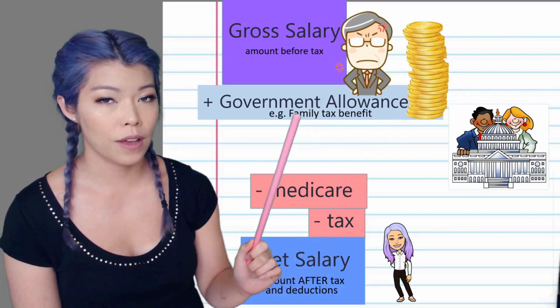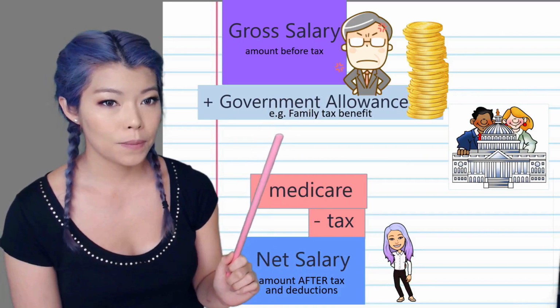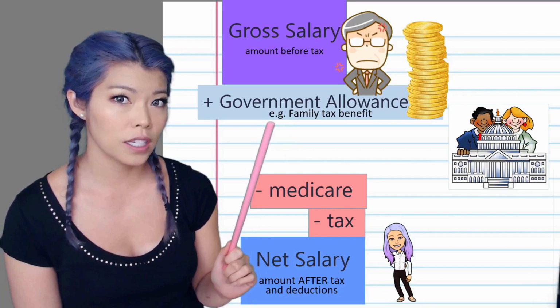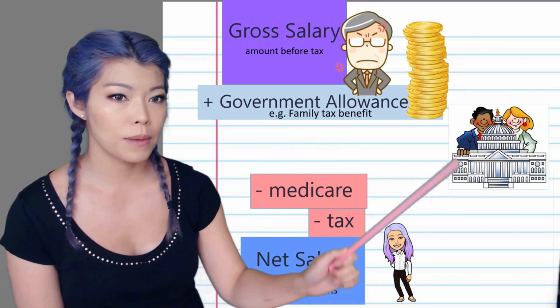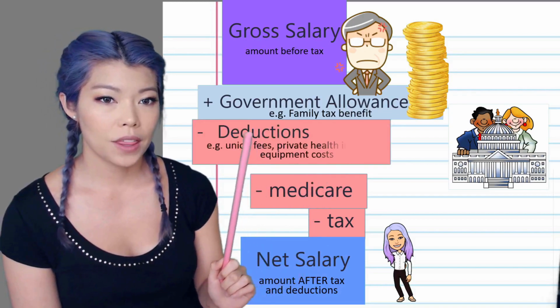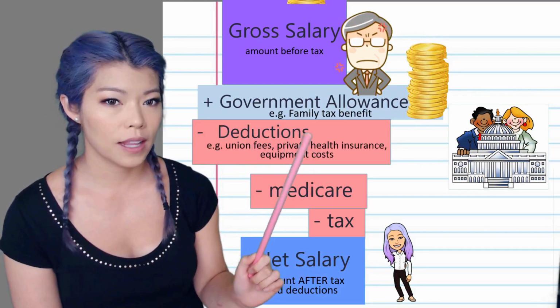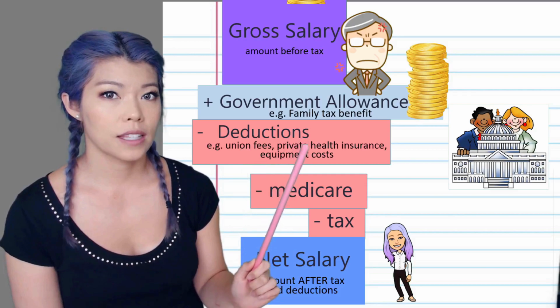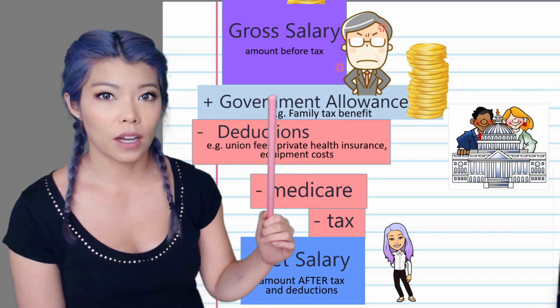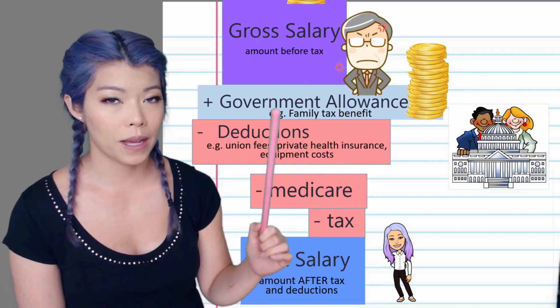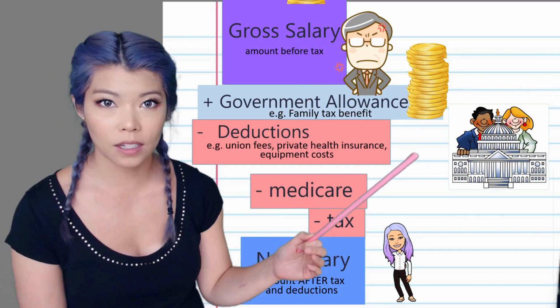For example, if you have babies, then you get family tax benefit. If you're a teenager and working or studying at university, you might get youth allowance. So the government supports you. Other things that you don't have to pay tax for are deductions, such as if you go to work and you have to buy work gear, then you don't have to pay taxes on that because you've already spent it to go to work.